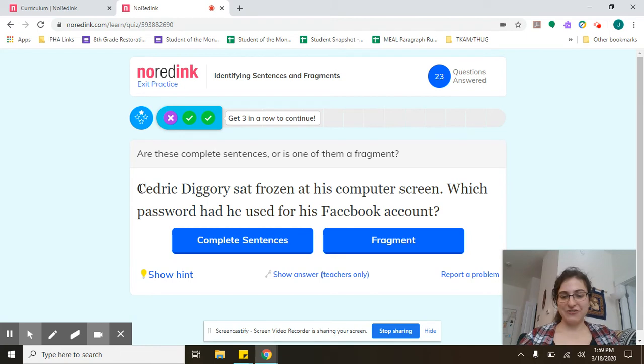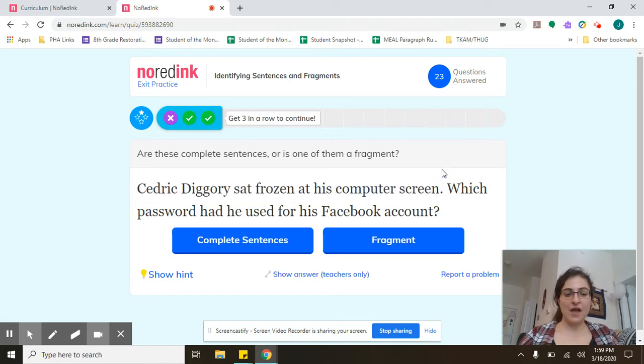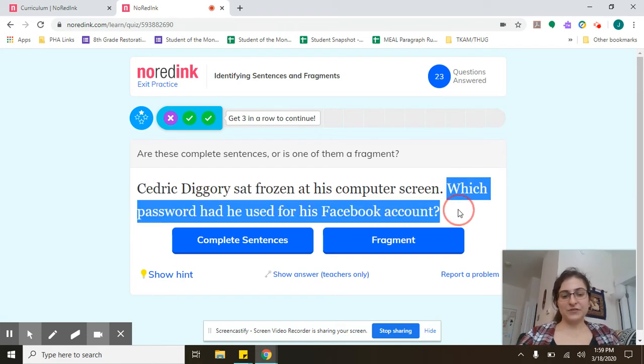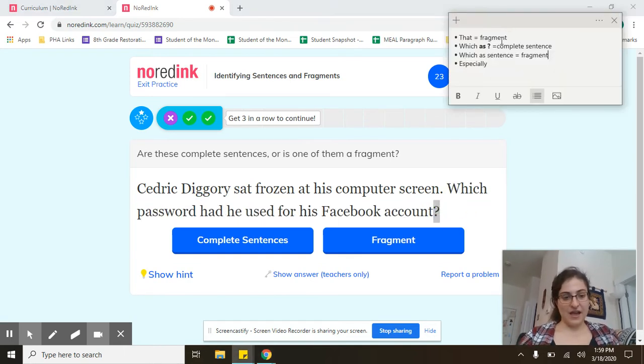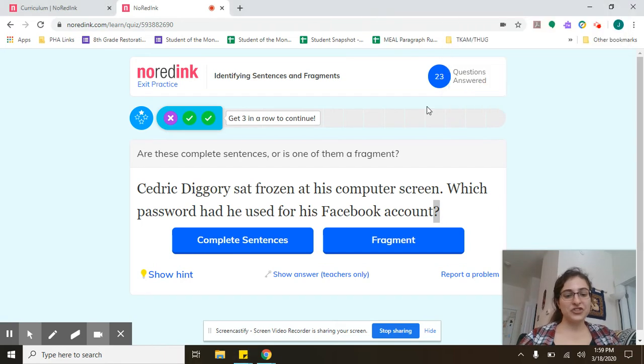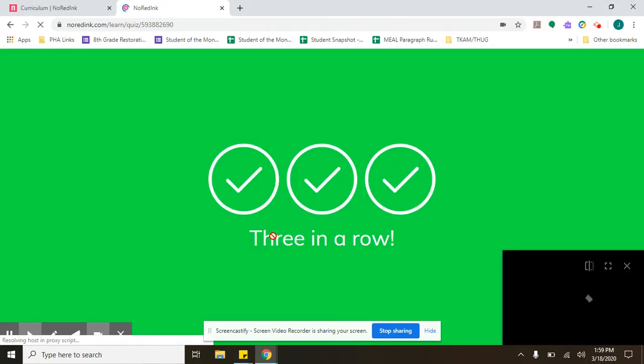All right, "Cedric Diggory sat frozen at his computer screen." Pretty straightforward. We've got Cedric Diggory as our noun. We've got "sat" as our verb. "Which password had he used for his Facebook account?" Now we've got our question mark at the end, and because it's part of a question, I'm going to go ahead and say that this is a full sentence.